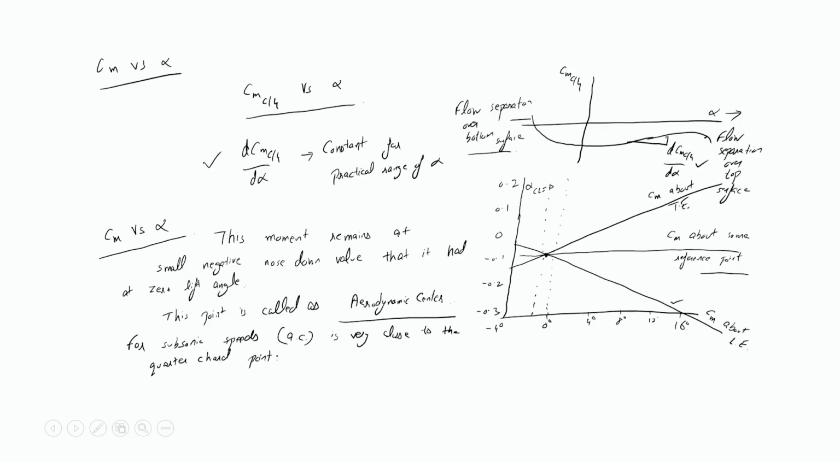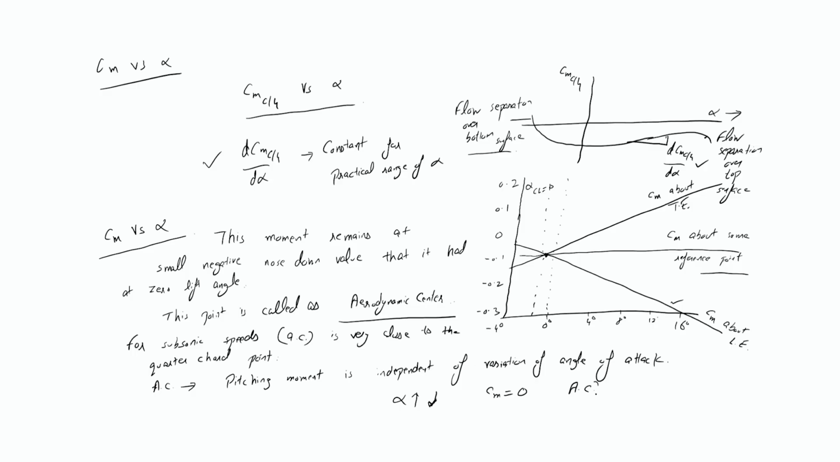Let me write the definition of this aerodynamic center. Here we have pitching moment. What was pitching moment? Up and down movement of the nose. Here pitching moment is independent of the variation in angle of attack. Even if you increase or decrease angle of attack, the Cm will be equal to 0. So that point is known as the aerodynamic center, and it is always a fixed point.